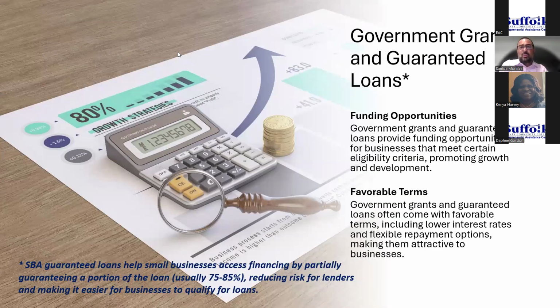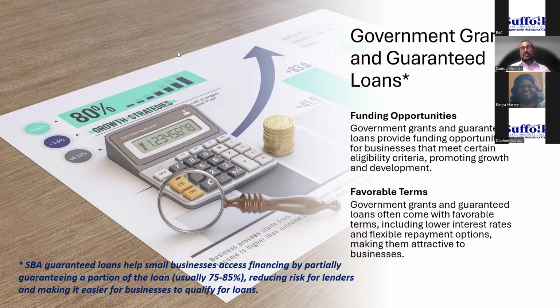One thing that you should know is that the government doesn't lend money, okay? And this is a misconception. The government doesn't need to lend money. The government has an agency called the SBA, the Small Business Administration. And what the SBA does is that they guarantee, right? They guarantee that you, as a small business owner, are going to pay your loan.